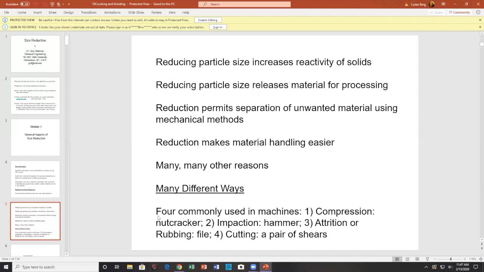Commonly, the machines work in different ways. Compression, like a nutcracker. Compaction or impaction, like a hammer. Attrition, or rubbing, like a file. Maybe shear cutting. Anyway.